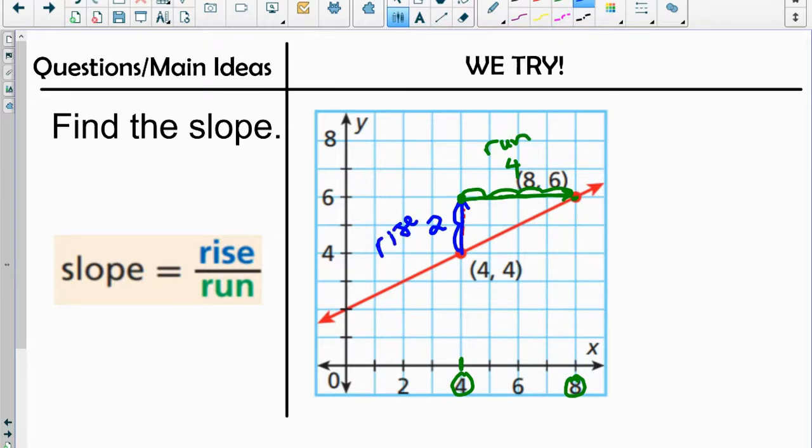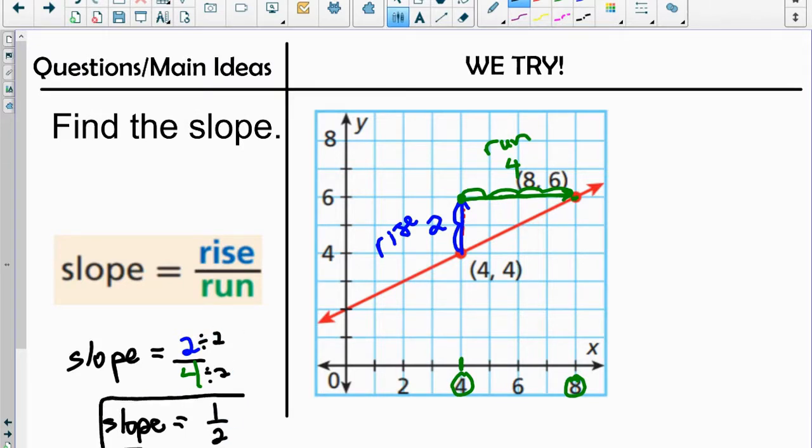So when we write this out using our slope formula, the slope of this line has a rise of 2 and a run of 4. Now we can actually simplify this because 2/4 is a fraction with a common divisor. We can divide both numbers by 2 and it reduces to 1/2. The slope of this line is 1/2.